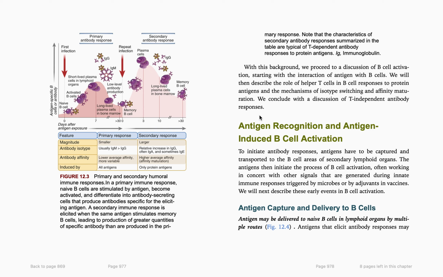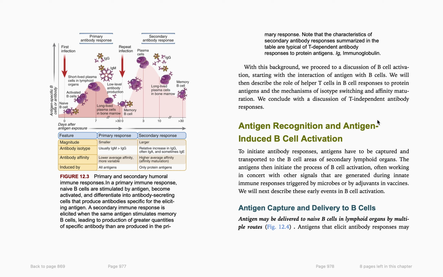With this background, we proceed to discuss B cell activation, starting with the interaction of antigen with B cells. We will then describe the role of helper T cells in B cell responses to protein antigen and the mechanisms of isotype switching and affinity maturation. We conclude with a discussion of T-independent antibody responses. Antigen recognition and antigen-induced B cell activation.